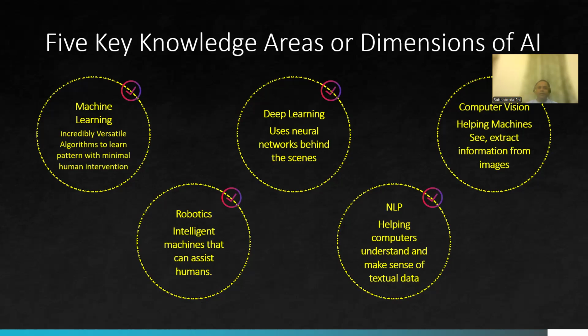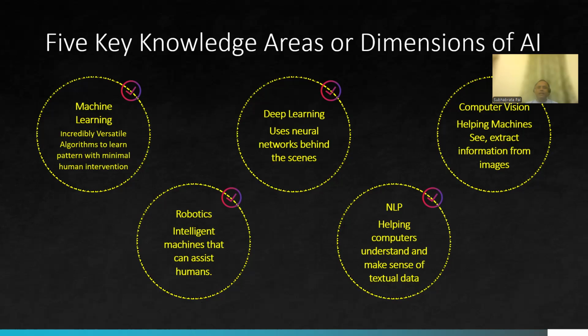The second point is deep learning, which we typically call mimicking the human brain, human intelligence. Human intelligence is the AI, but here we are mimicking the human brain. It uses neural networks behind the scenes. You must have heard about convolutional neural network, recurrent neural network, or recursive neural network. Those are being used here.